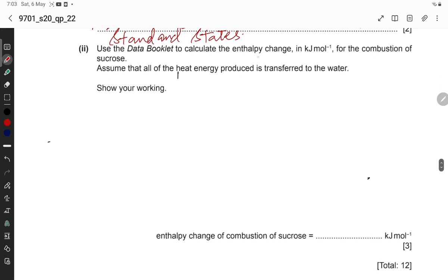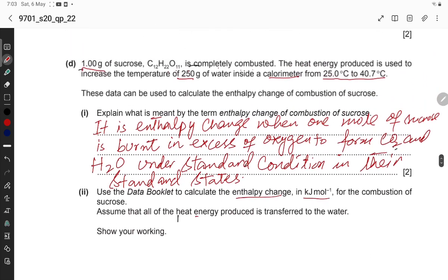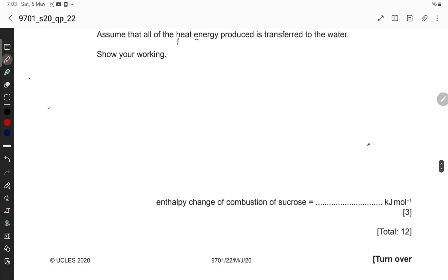Use the data booklet to calculate the enthalpy change in kilojoule per mole for the combustion of sucrose. Assume that all of the heat energy produced is transferred to the water. Moles of sucrose is equal to 1 gram over 342. Moles are 2.924 × 10^-3.